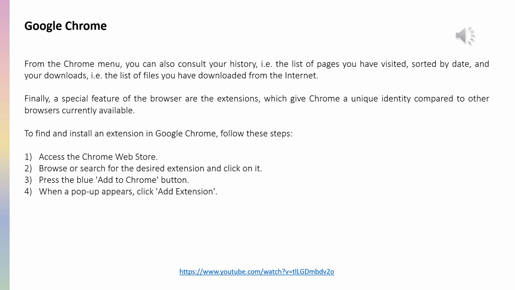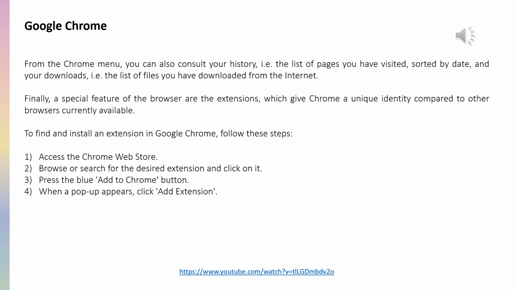From the Chrome menu, you can also consult your history. It has the list of pages you have visited, sorted by date, and your downloads. It has the list of files you have downloaded from the internet. Finally, a special feature of the browser are the extensions, which give Chrome a unique identity compared to other browsers currently available. To find and install an extension in Google Chrome, follow these steps.